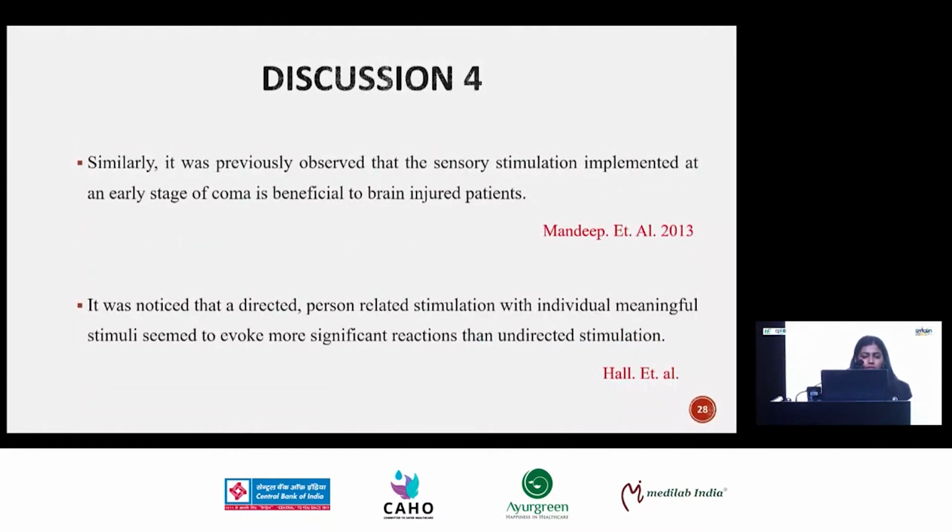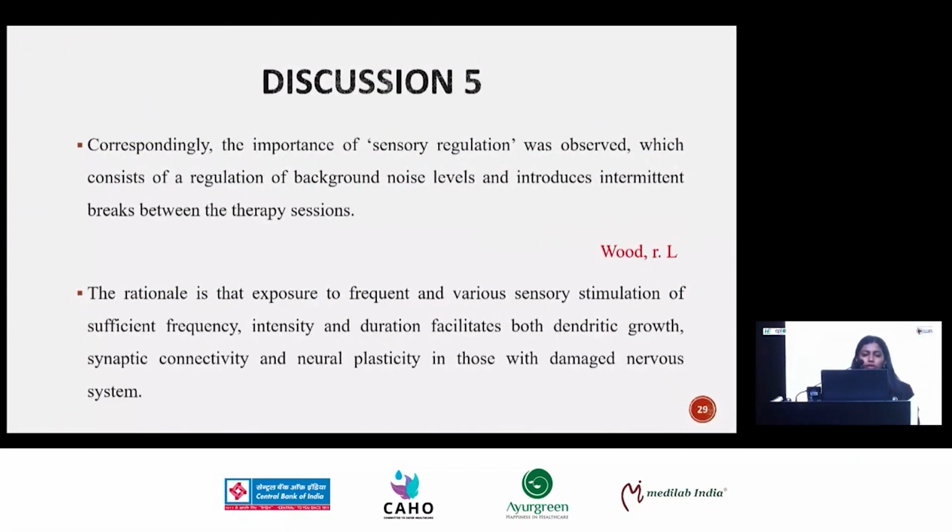Similarly, it was previously observed that sensory stimulation implemented at an early stage of coma is beneficial to the brain-injured patient. It was noticed that a directed, person-related stimulation with individually meaningful stimuli seems to evoke more significant reaction than undirected stimulation. Correspondingly, the importance of sensory regulation was observed, which consists of a regulation of background noise levels and introducing intermittent breaks between therapy sessions. The rationale is that exposure to frequent and various sensory stimulation of sufficient frequency, intensity and duration facilitates dendritic growth, synaptic connectivity and neural plasticity in those with a damaged nervous system.